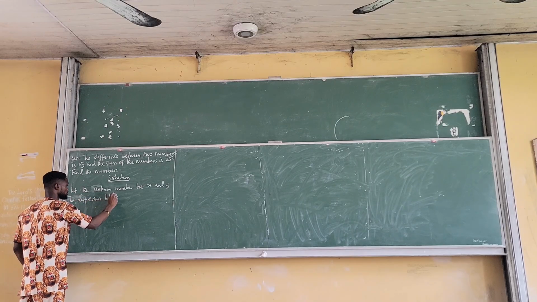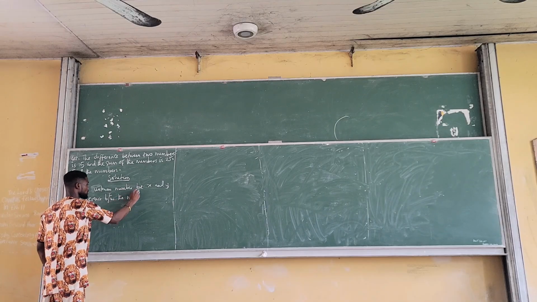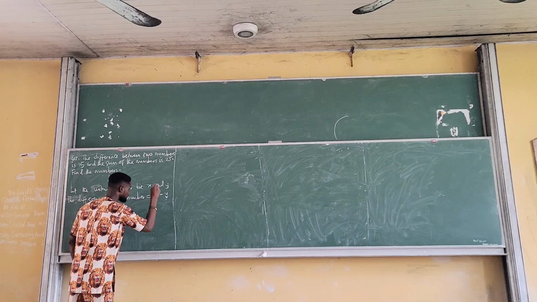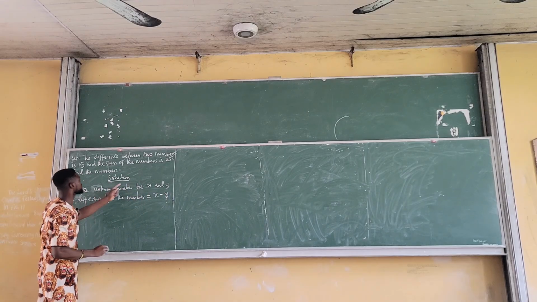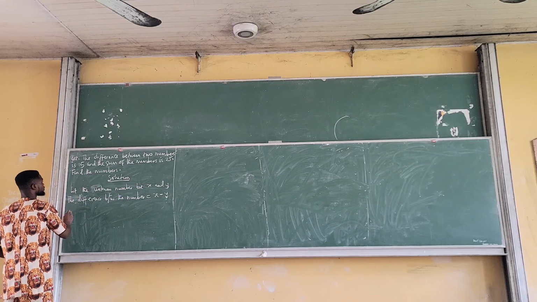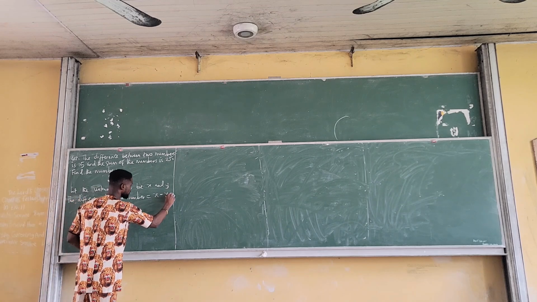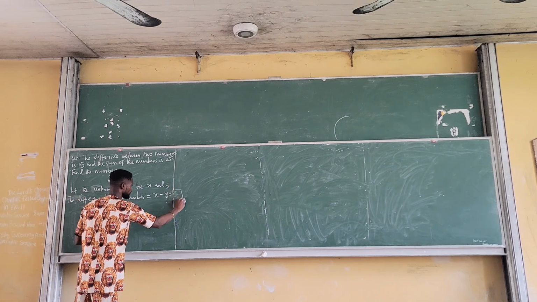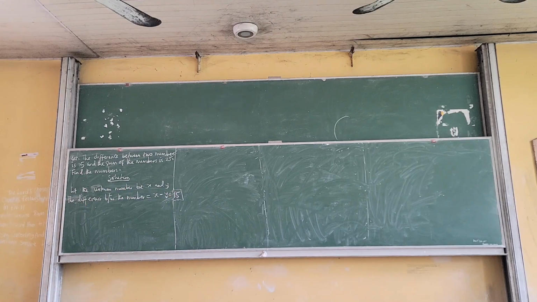And the question is that the difference between the two numbers will be x minus y. That is the difference between the numbers. And they said it is 15. So x minus y is equal to 15.